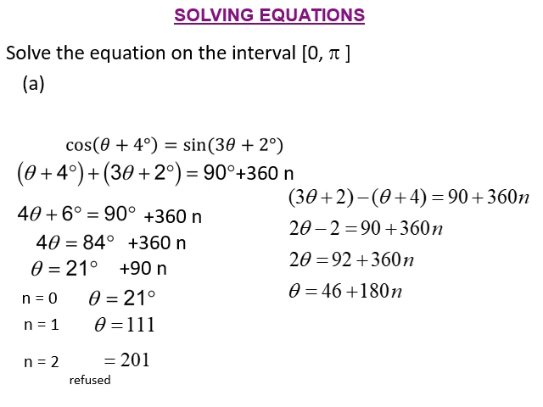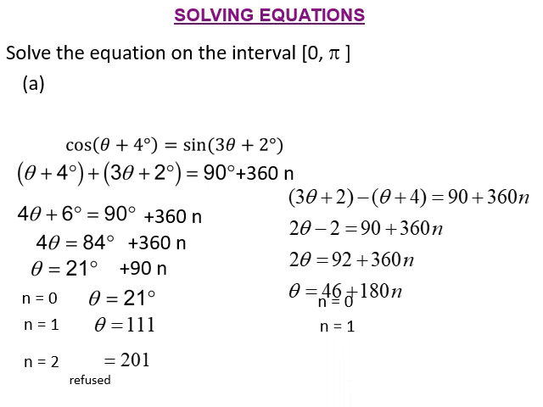Go to the negative solution. That means the difference between them will be 90, and start with the angle of sine. That means 3 theta plus 2 minus theta plus 4 equals 90 plus 360n. Finally 3 theta minus theta equals 2 theta, 2 minus 4 equals negative 2, equals 90 plus 360n. Finally I can say that 2 theta equals 92 plus 360n. Divided by 2, it will be 46 plus 180n.